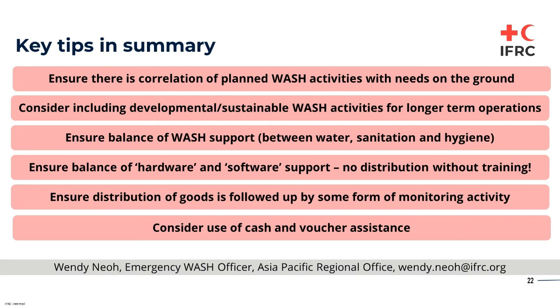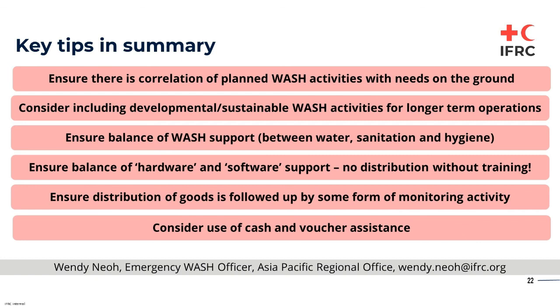Ensure a balance of WASH support between the components of water, sanitation, and hygiene. For example, number of sanitation recipients should match the number of water recipients. If there are any constraints from achieving a balanced WASH support and intervention, this should be mentioned in the EPOA.